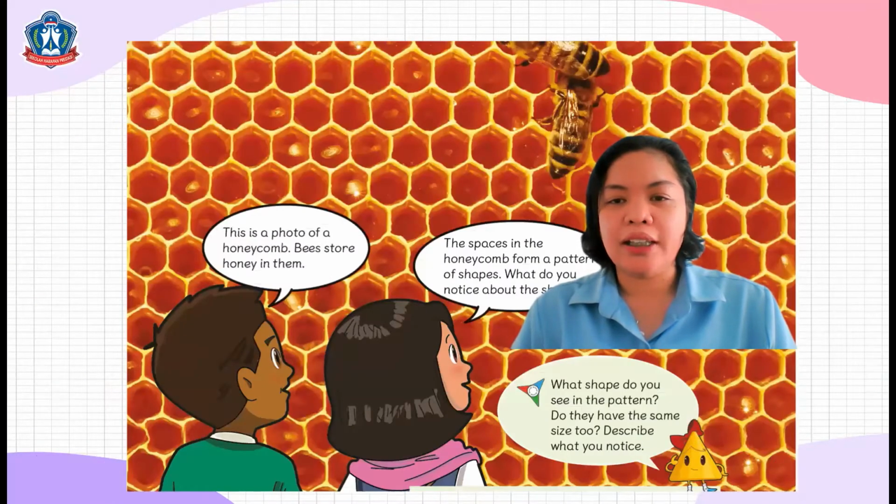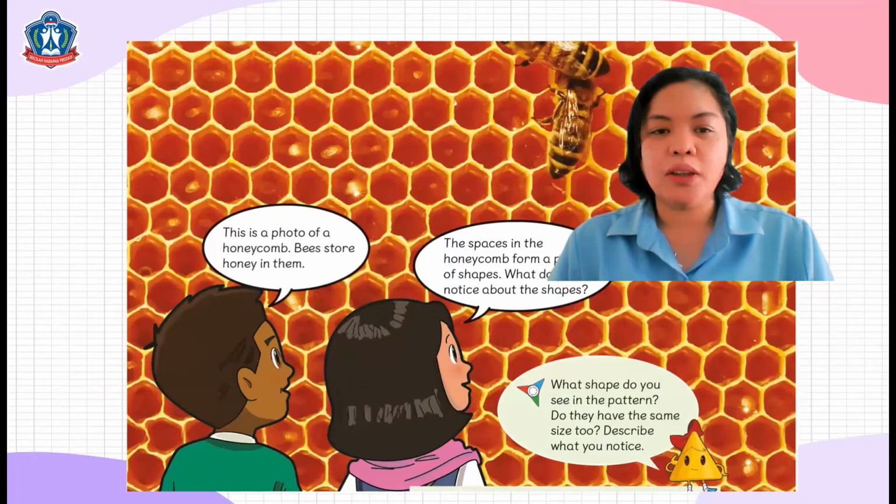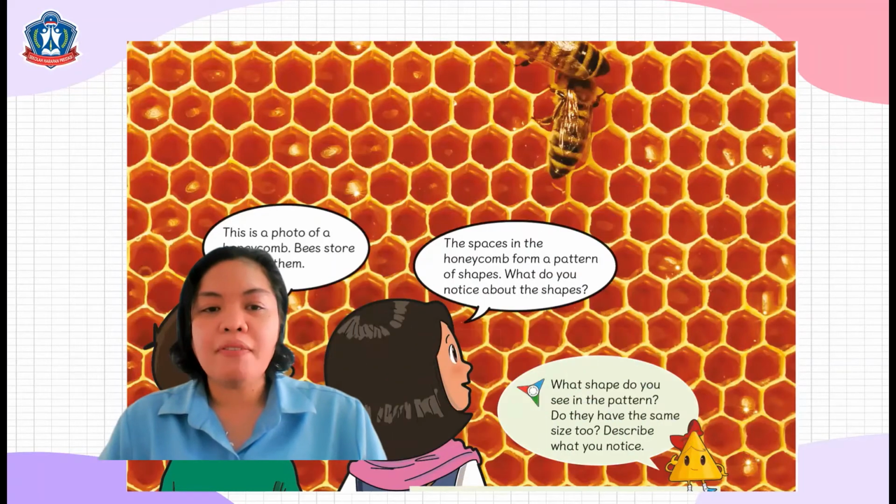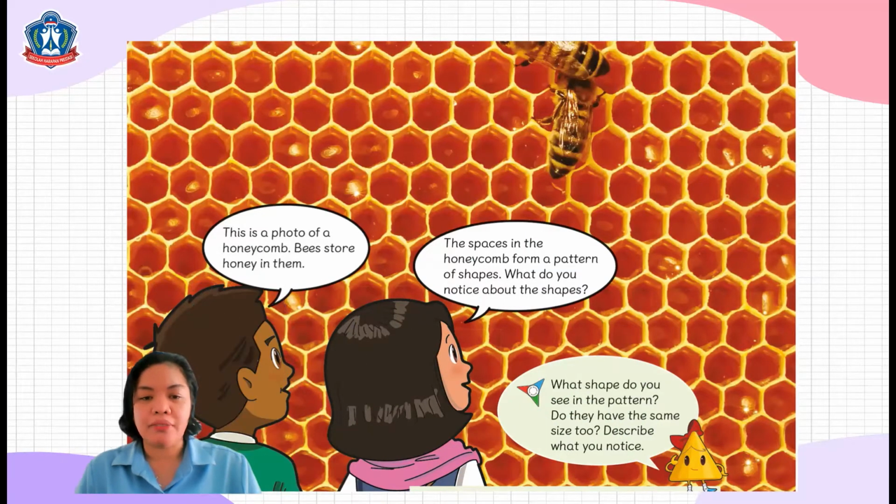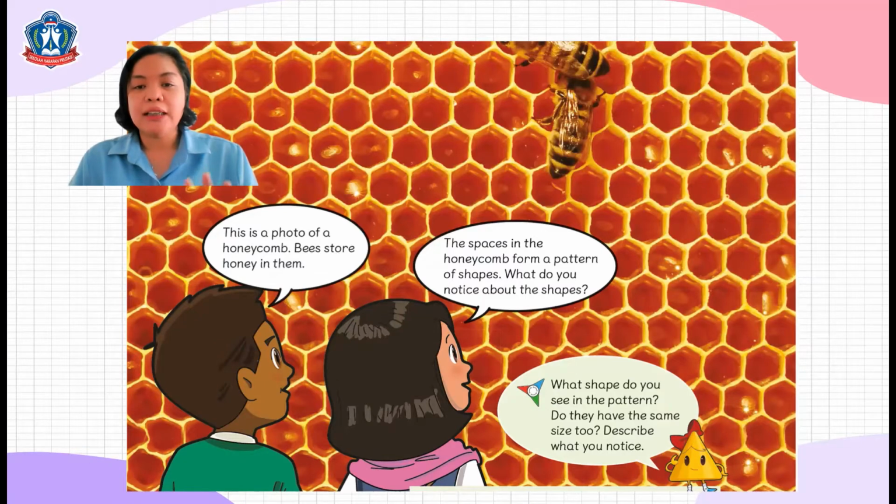Look at this picture. This is a photo of a honeycomb. Bees store honey in them. What have you observed? Yes, there are patterns. The spaces in this honeycomb form a pattern of shapes. What have you noticed about the shapes? All the shapes are the same. They are equal. So this kind of pattern, children, is what we call a tessellation. There are no gaps and the shapes do not overlap. Later on in this video, you will learn more about tessellation.